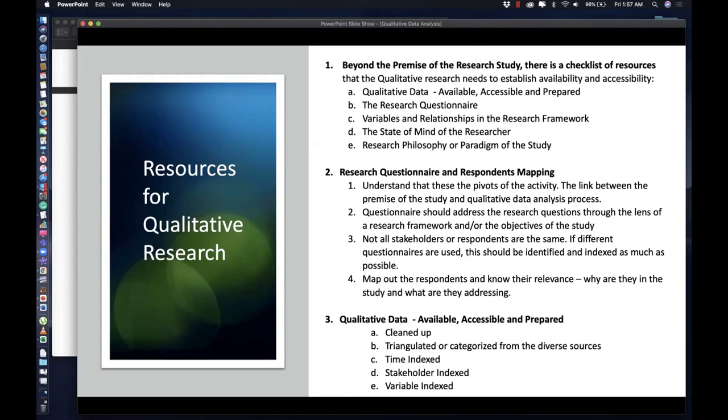Okay. So the questionnaire should address the research question through the lens of a research framework or the research objectives of the study. When we look at a research questionnaire, there is a relationship between the questionnaire and the research framework, and a relationship between that framework and the research question. So let's pause a little bit. I want to show you something. Let's take Joseph's work.